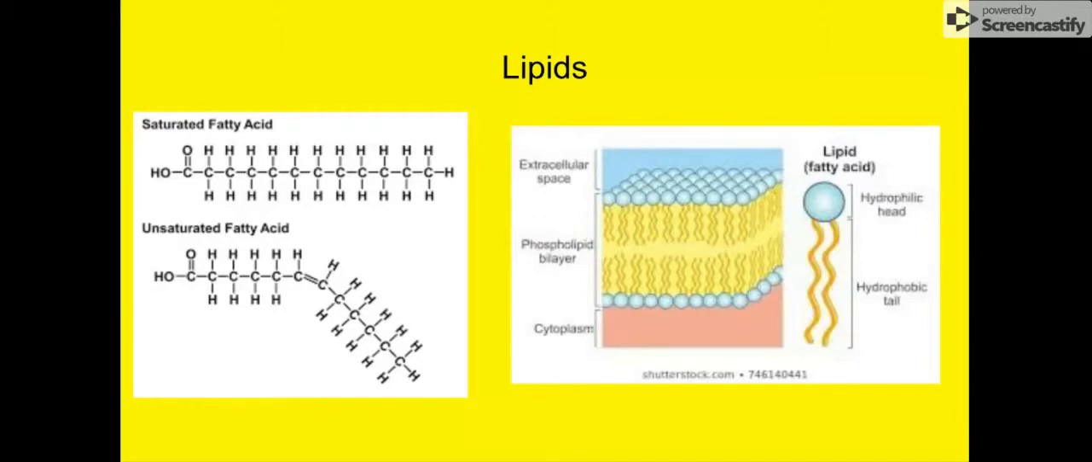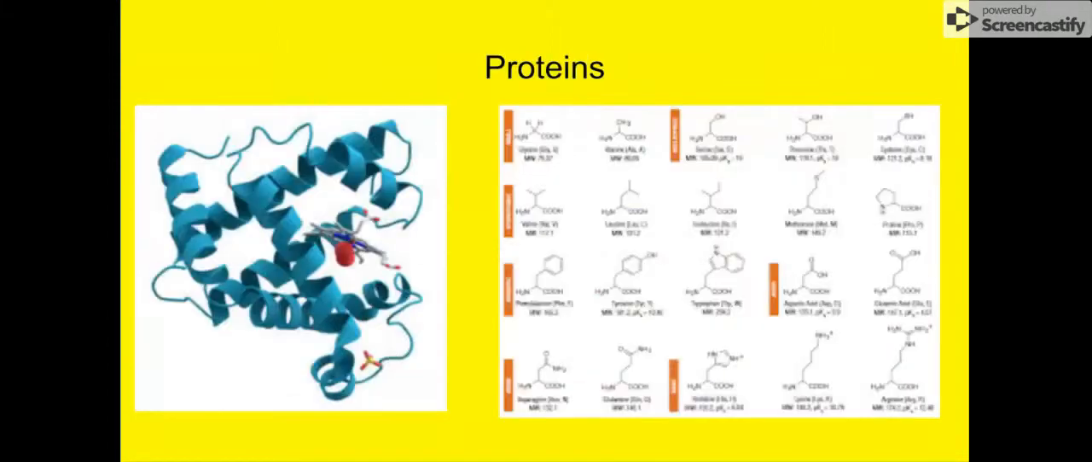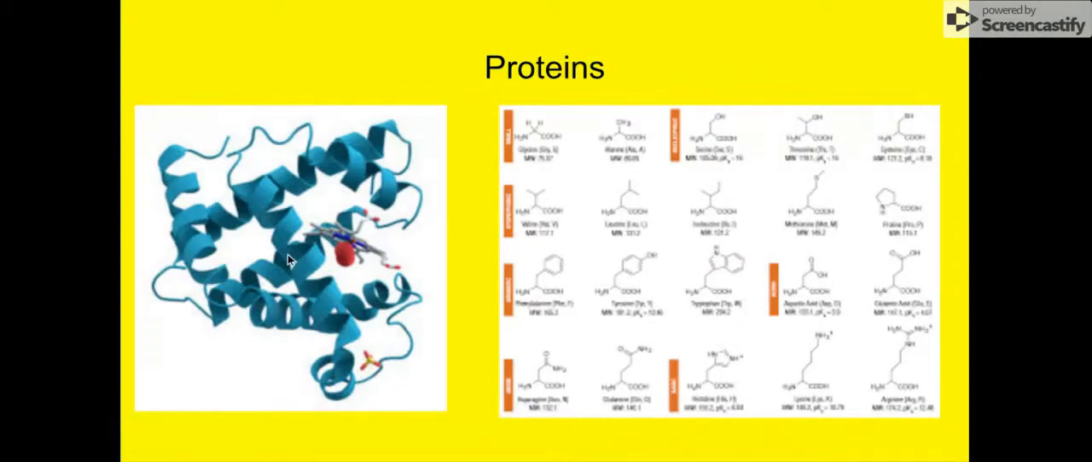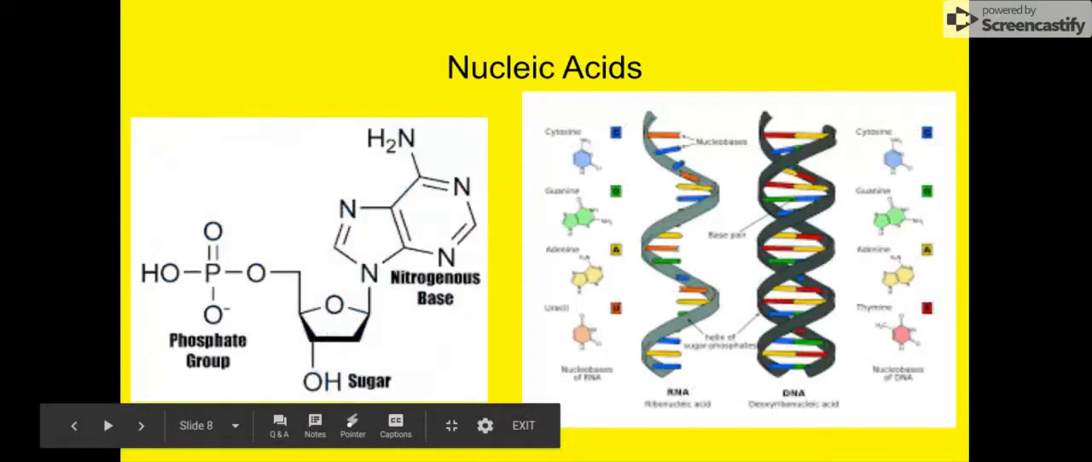The functions of lipids are energy storage as well as the protection and insulation of vital organs. Phospholipid bilayers are the membranes of all cells, seen in that picture. Proteins are made up of 20 unique amino acids. These are all the amino acids over here, and they make up proteins like that. Peptide bonds link amino acids together, and we'll talk a little bit more about proteins later on.